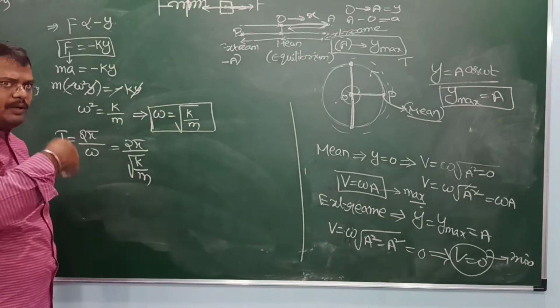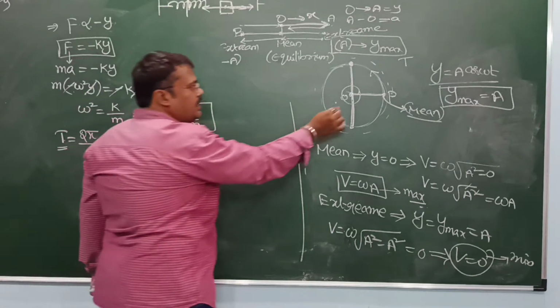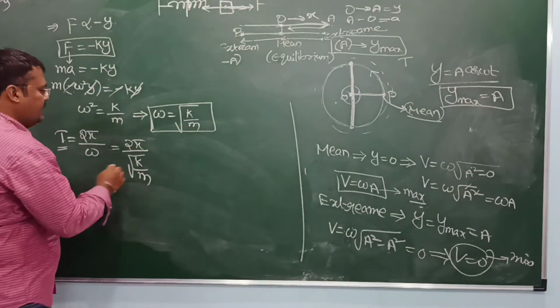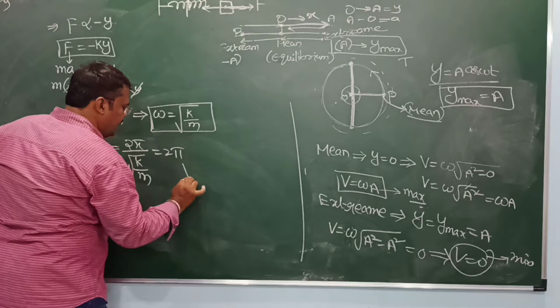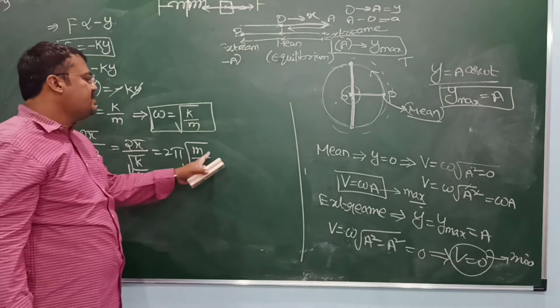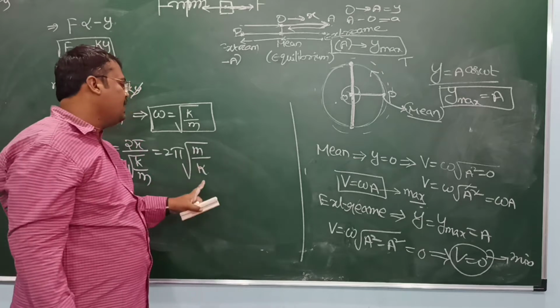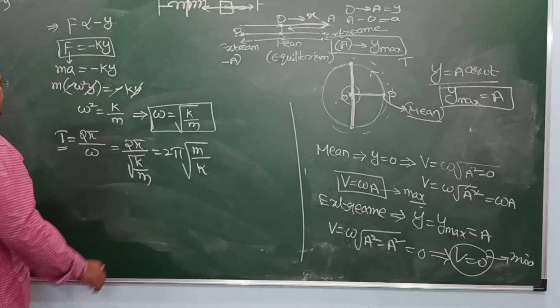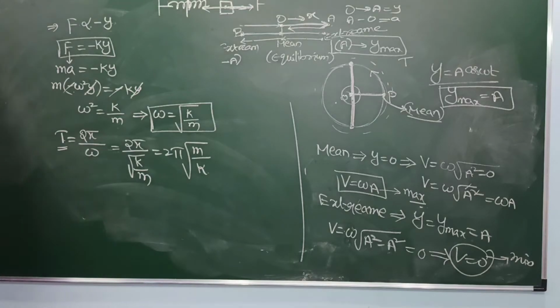The time taken to complete one oscillatory motion, the time taken to complete one to and fro motion completely. So that is 2 pi square root of m divided by k. Here m is nothing but the mass of the particle and k is nothing but the force constant in this case. This formula, let us try to remember.